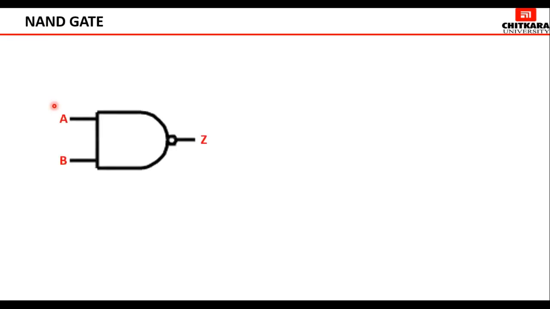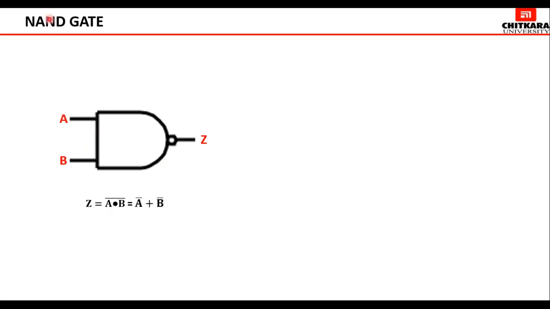Let's move to the next gate, that is the NAND gate. Likewise, you can just break this word and find that it is a combination of AND gate and NOT gate. So let's look at the symbol of the gate. You can find that there is an AND gate, and in front of the AND gate, a NOT gate has been placed, right? Again, the inputs are 2, that is A and B, and there is one output, that is Z.